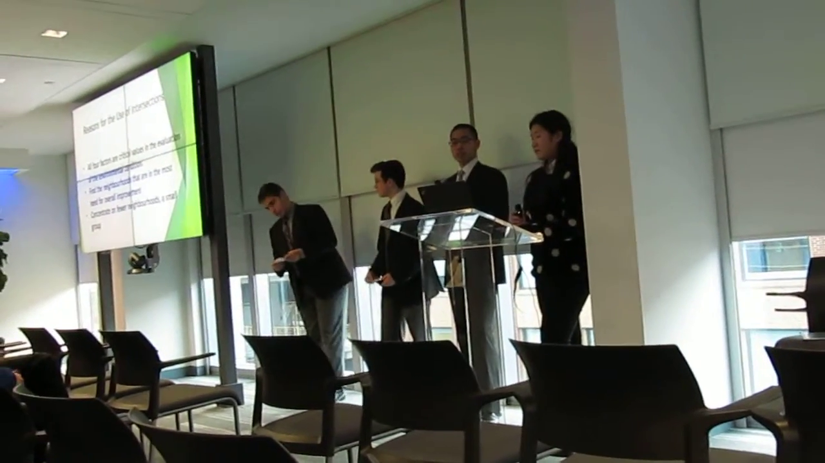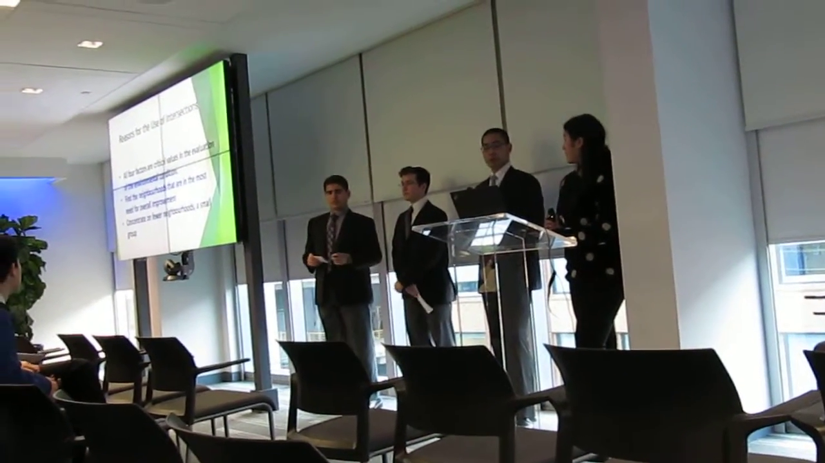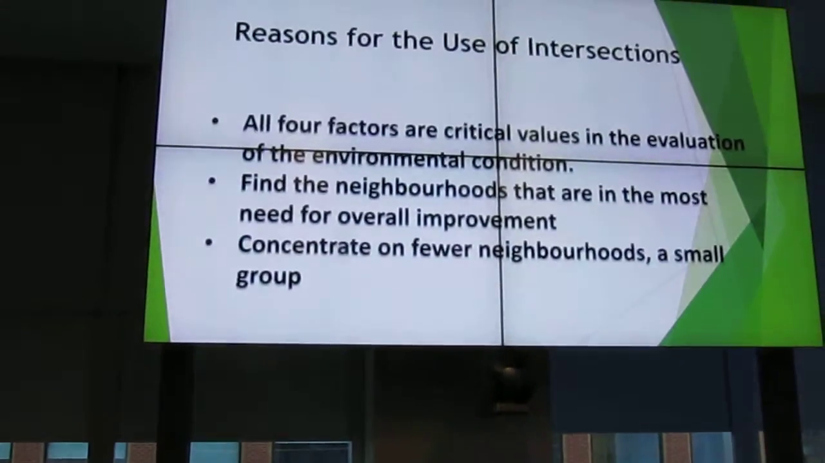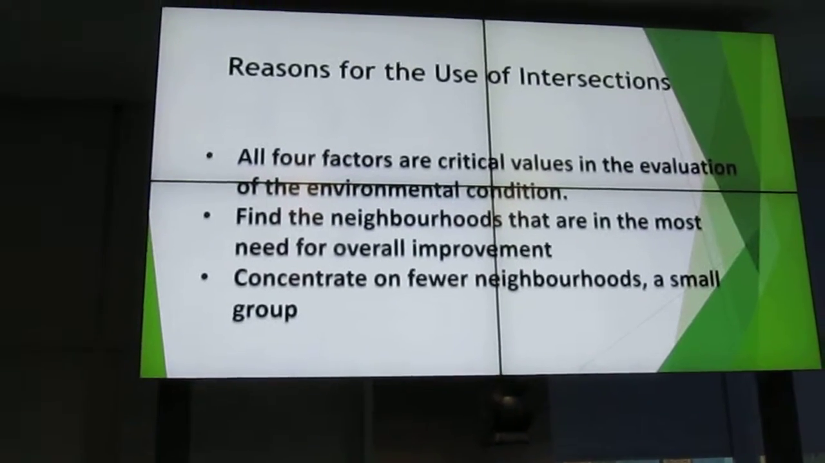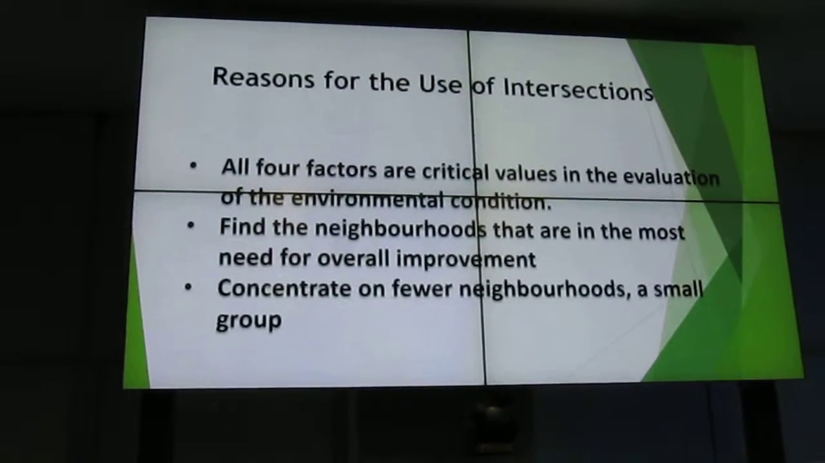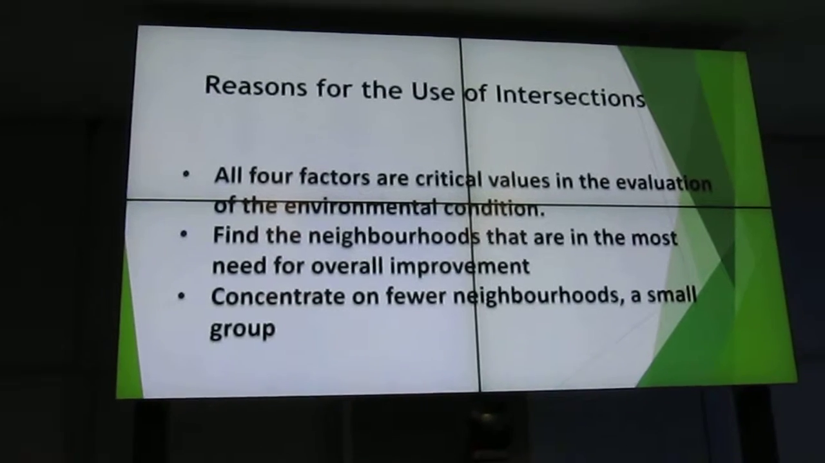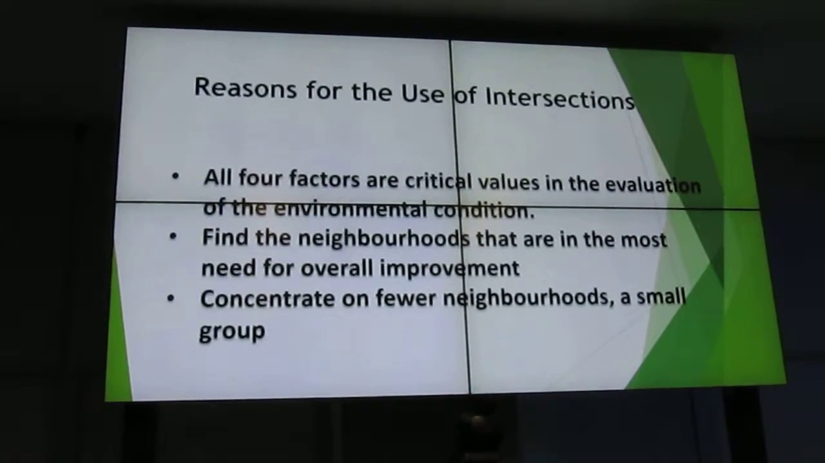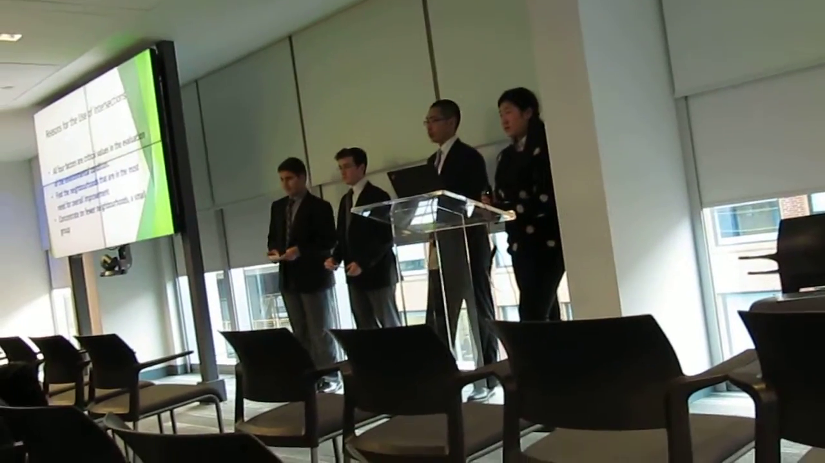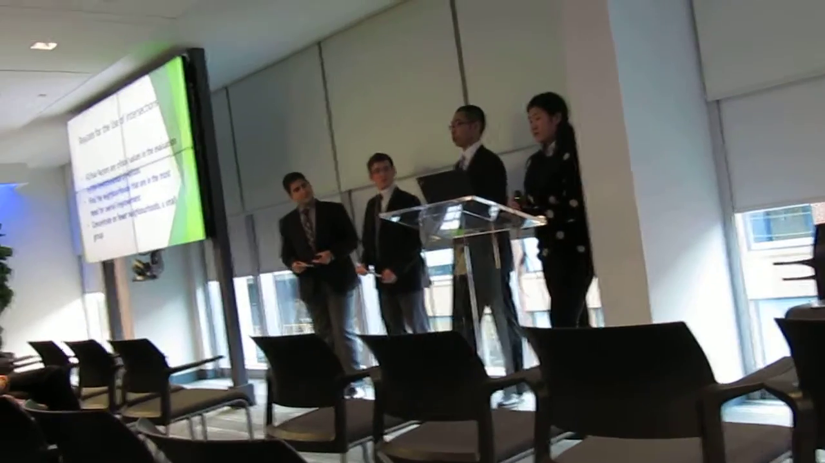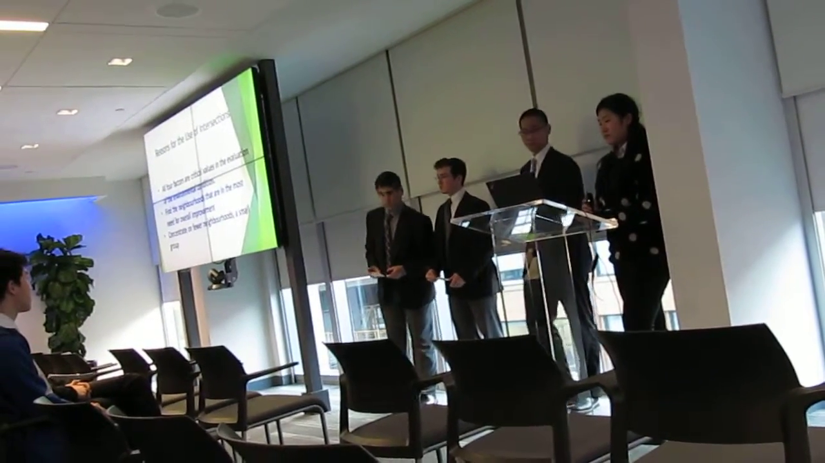The reasons to use the intersections are listed here. First of all, the 4 factors are very critical values in the evaluation of the environmental condition. So what we are really trying to find are those neighborhoods that are in the most need of overall improvement. By using the intersection, we can concentrate on fewer neighborhoods, which gives us a small group to concentrate our effort on.